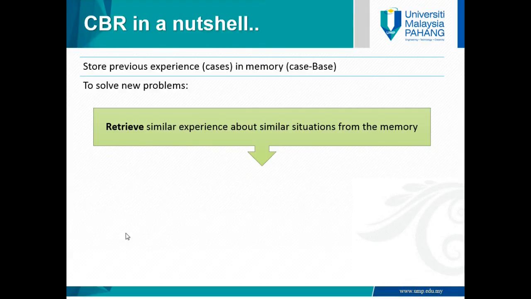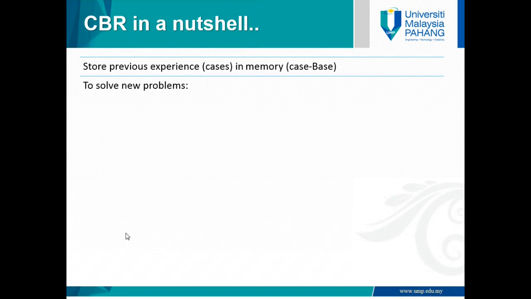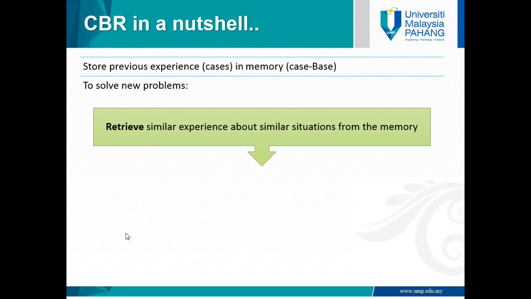So how does CBR solve the new problem? In solving a new problem, CBR firstly will try to retrieve similar or somewhat similar cases from the memory. Meaning that in CBR, we are going to compare the new problem with the old previously solved problems which are stored in the case space. And if there are somewhat or quite similar problems, then we are going to retrieve those cases or problems.